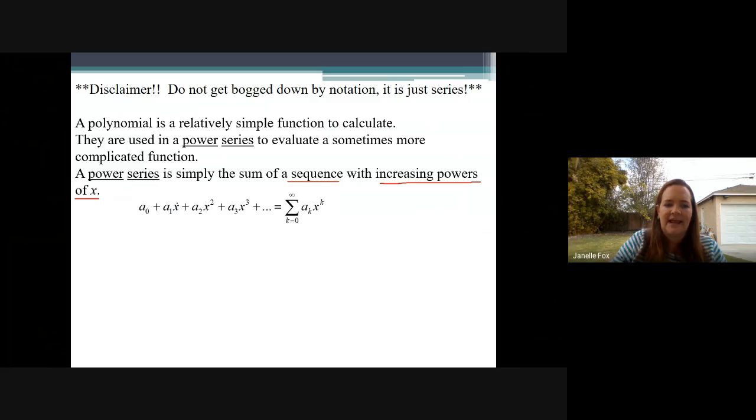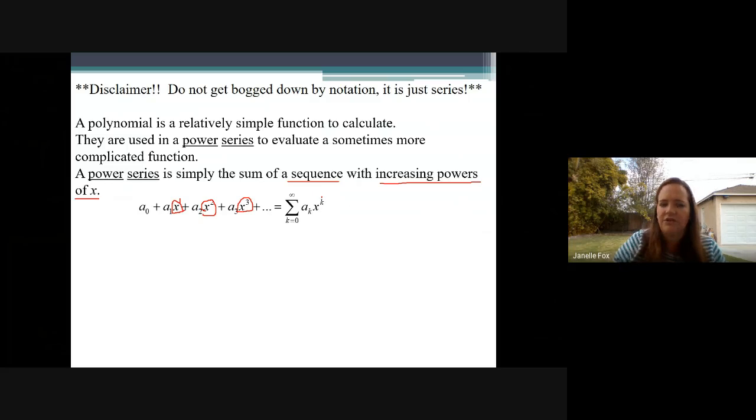The first term has an x to the first power. The second term has an x to the second power. The third term has an x to the third power. So do you see how we are increasing our powers of x every time we go to a new term? Okay, so what this means is that this is interpreted into the sigma notation, okay?